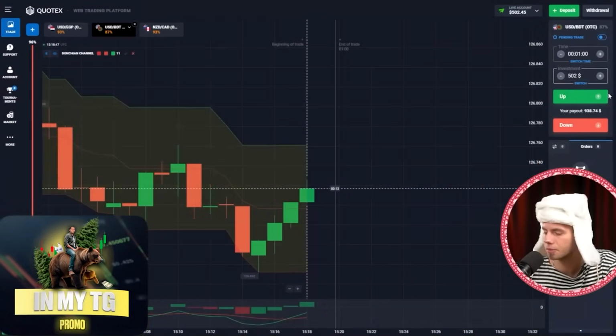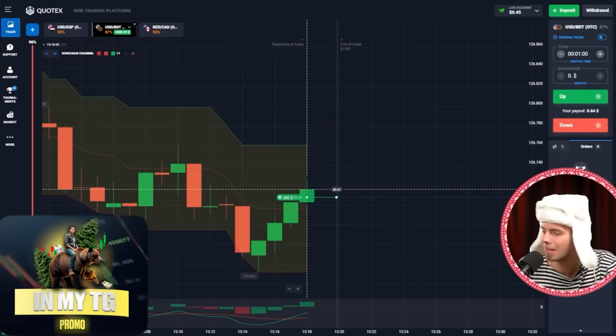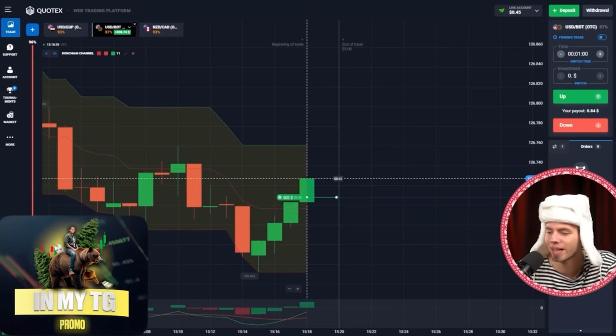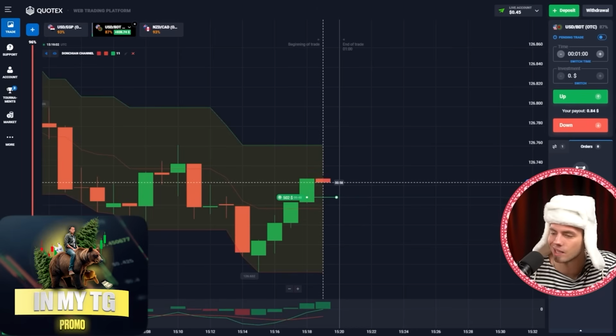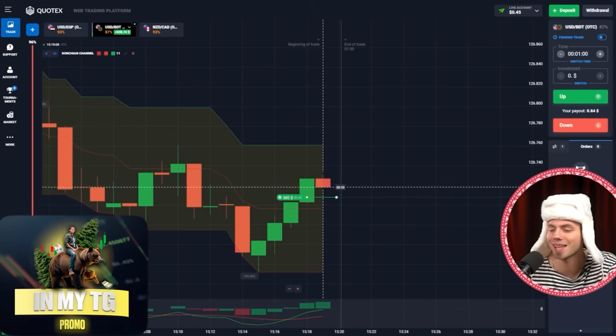So let's set the amount. Okay, we're opening a buy trade over here. Now, the middle line was a very strong resistance level. If you take a look at what was happening before we entered the trade, it was a very strong level of resistance. Here the price tested it several times.